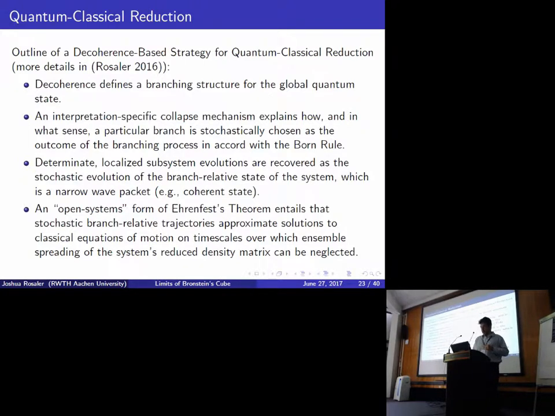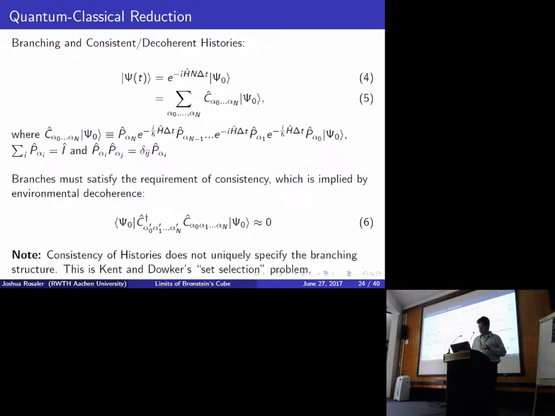So determinate localized subsystem evolutions are recovered as the stochastic evolution of the branch-relative state of the system, which is a narrow wave packet. And an open systems form of Ehrenfest's theorem entails that stochastic branch-relative trajectories approximate solutions to classical equations of motion on timescales over which the ensemble spreading of the system's reduced density matrix can be neglected.